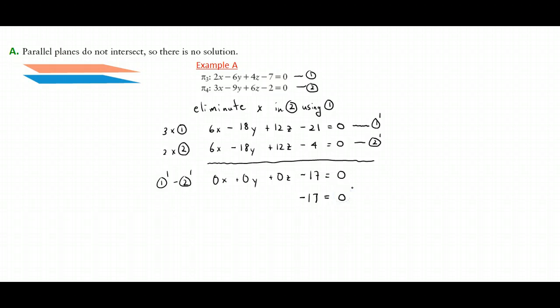Now clearly that's not possible. Minus 17 can't equal 0, so our conclusion is that there's no solution, because we can't have negative 17 equal to 0. So regardless of looking at the normal vectors and the d-values, as we did in the previous video, we could just forge ahead and do elimination, try and solve the system, and we end up with something that confirms that these planes must be parallel and distinct, because there's no solution to the system.